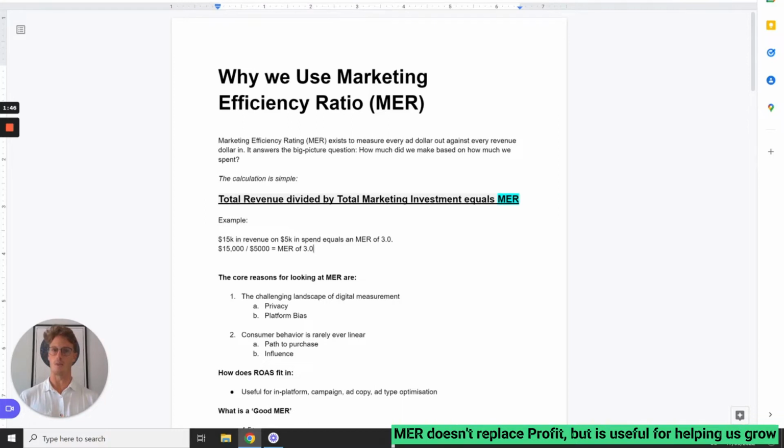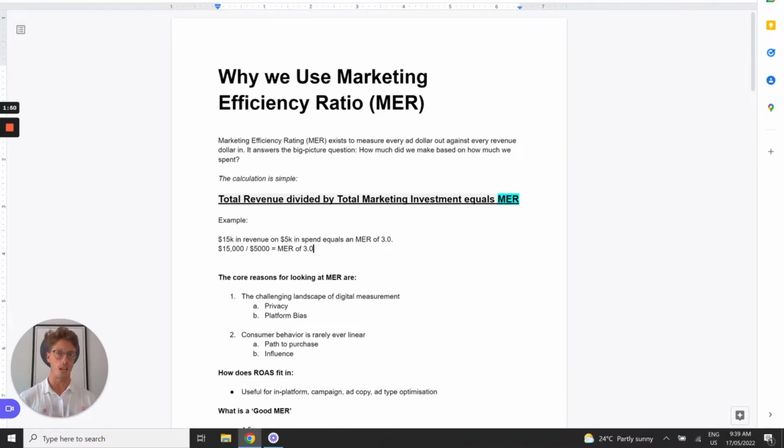There's also a couple of other reasons that we use it, and the two core ones are just the changing landscape around digital measurement and platform measurement, and I'll talk more about that as we go. And the second part is consumer behavior, and we'll talk more about that as we go. So why do we use MER with regards to platform measurement and maybe not just our Facebook ROAS?